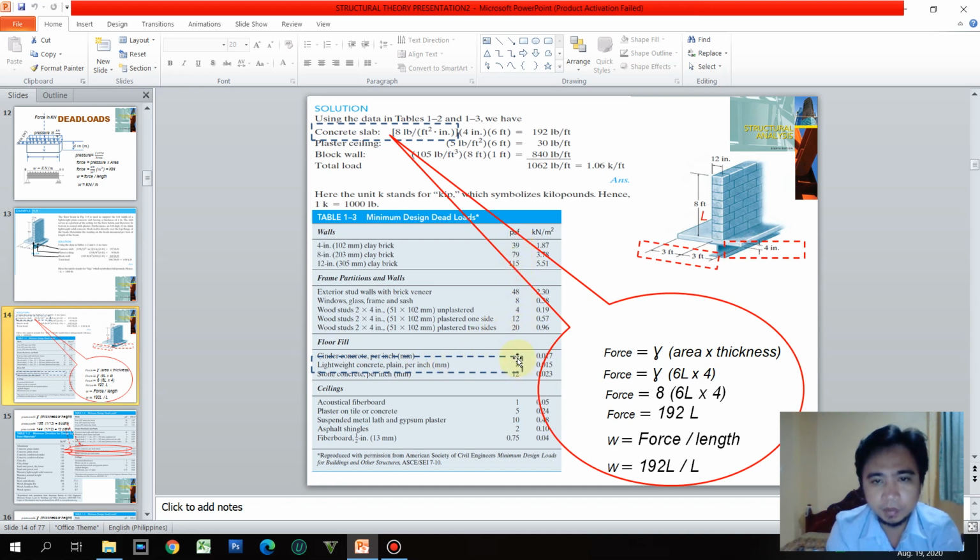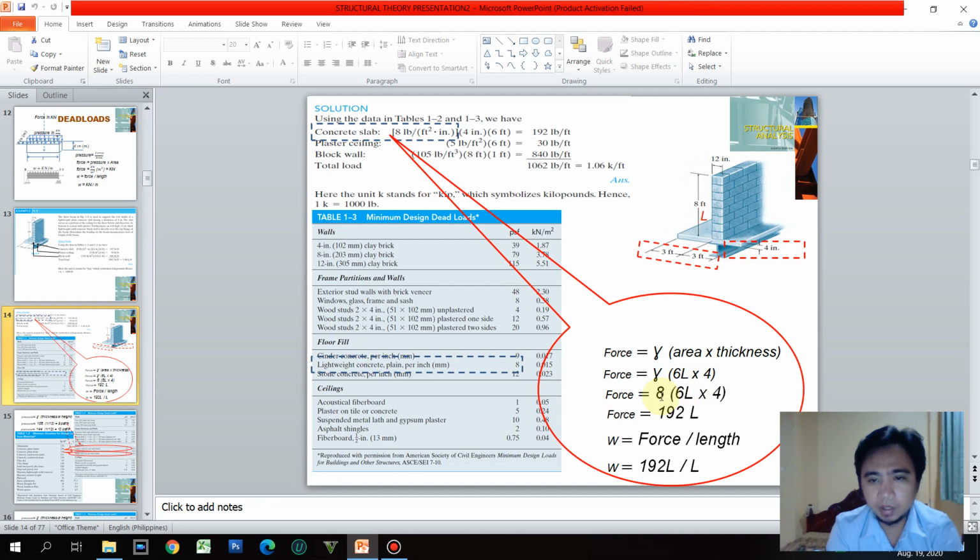So in PSF, remember PSF is a pressure, 8. So that is 8. Okay, so the first step that we have learned a while ago, perhaps we can convert this pressure into force. How to do that? Just multiply it by the area times thickness in terms of gamma. Okay, so force is equal to gamma times 6L times 4.